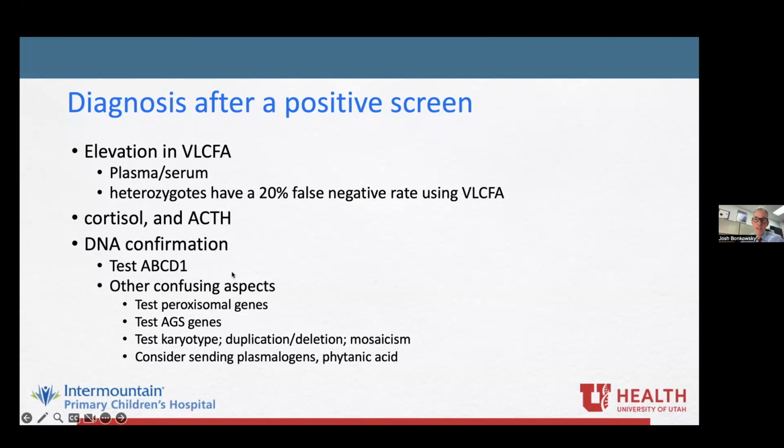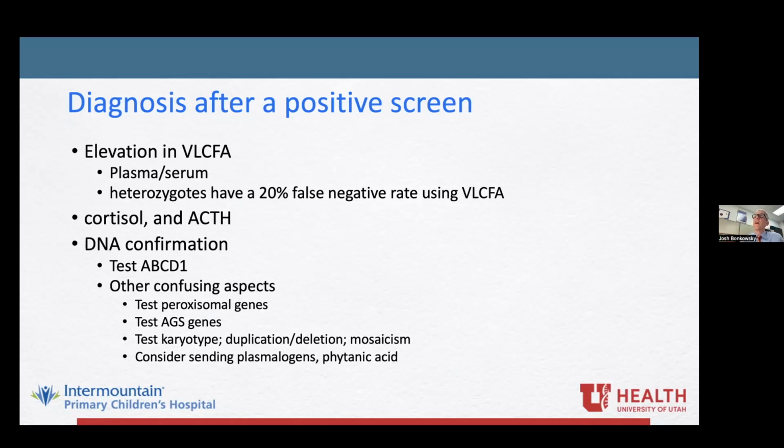And then really a key step is this DNA confirmation. So of course, in some way you want to test the ABCD1 gene. There are different gene panels that often test not only ABCD1, but a bunch of different peroxisome diseases, and so we often send that panel. I think as genetic testing gets faster and cheaper and more comprehensive, more and more places, including us, will move to what's called whole exome sequencing and then whole genome sequencing, which will hopefully simplify some of the confusion.